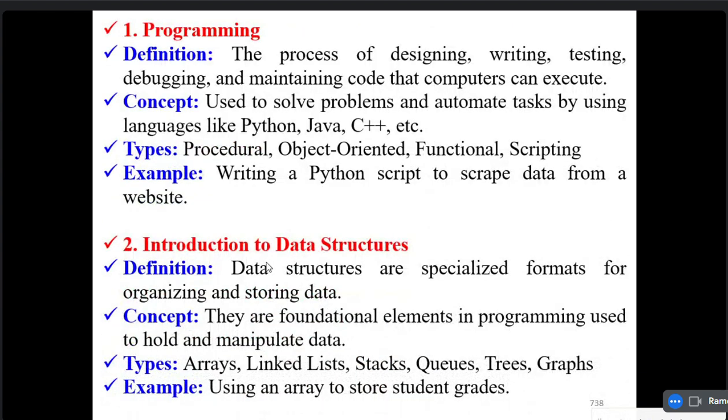So now I'm moving to concepts like what is programming?